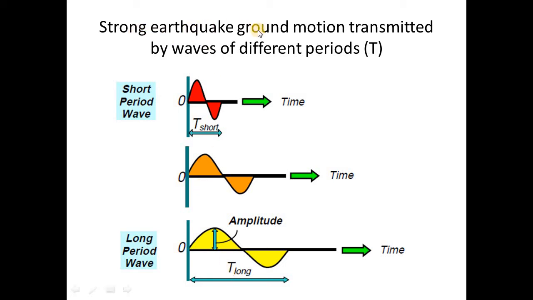Okay, so we have earthquake ground motion, or strong earthquake ground motion, transmitted by waves of different periods. That means we have a bunch of waves traveling through the earth in order to create a seismic motion.